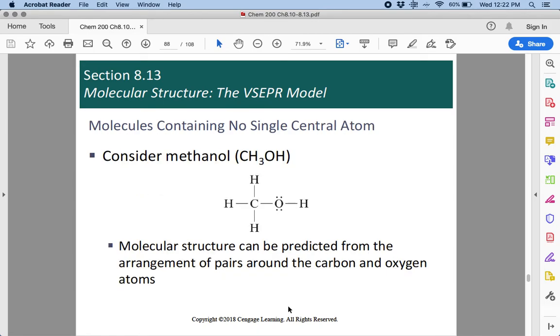We can look at a more complex molecule. Remember how we said sometimes we won't have one central atom? In this case, there are two central atoms. So we can figure out the electronic geometry and the molecular geometry of each of these central atoms. We can also look at the overall molecule and determine whether or not it's polar. The molecular geometry can only be done individually. We can look at the carbon and see what it has going on, and we can look at the oxygen and see what it has going on.